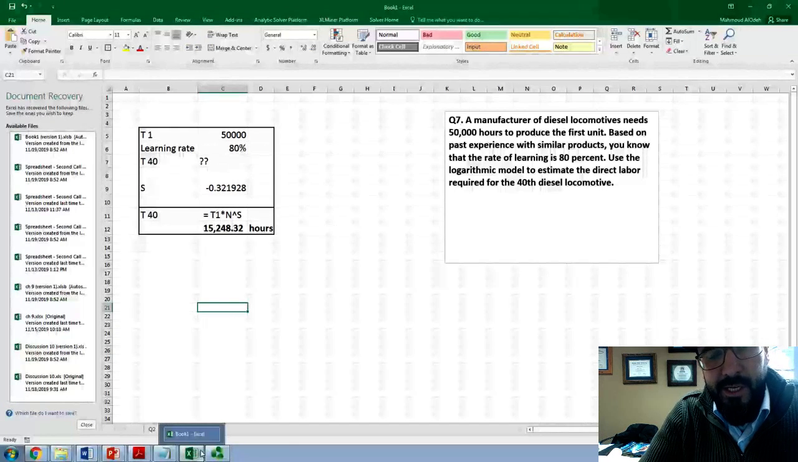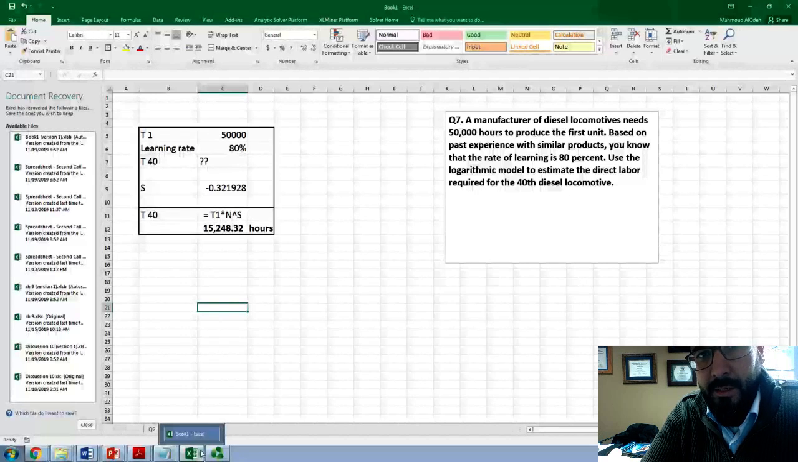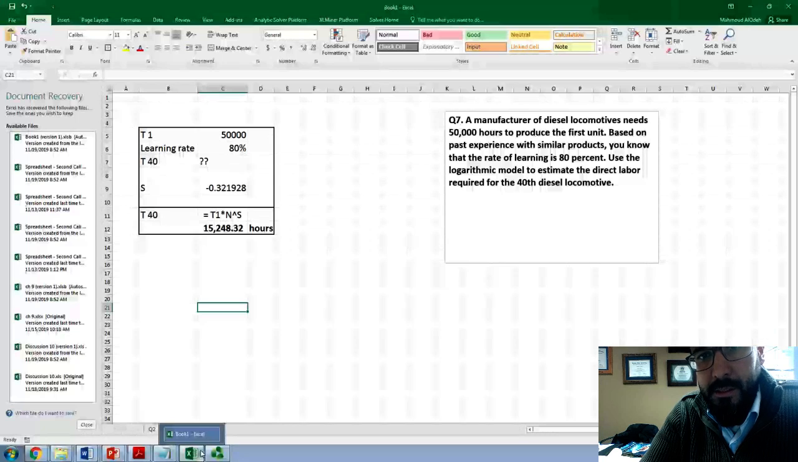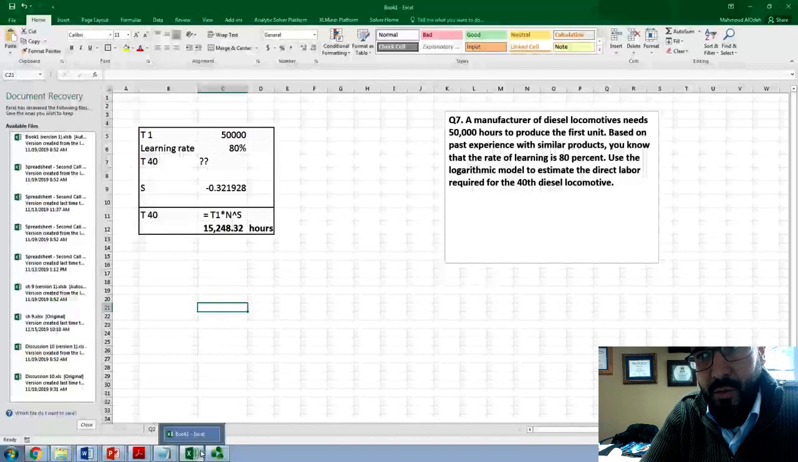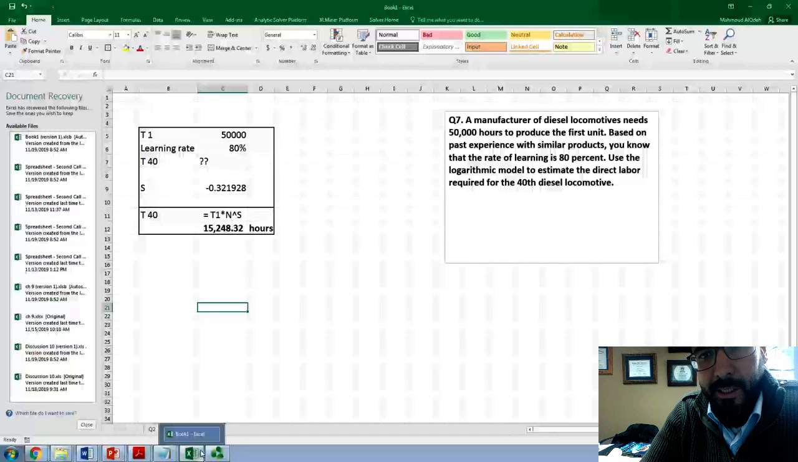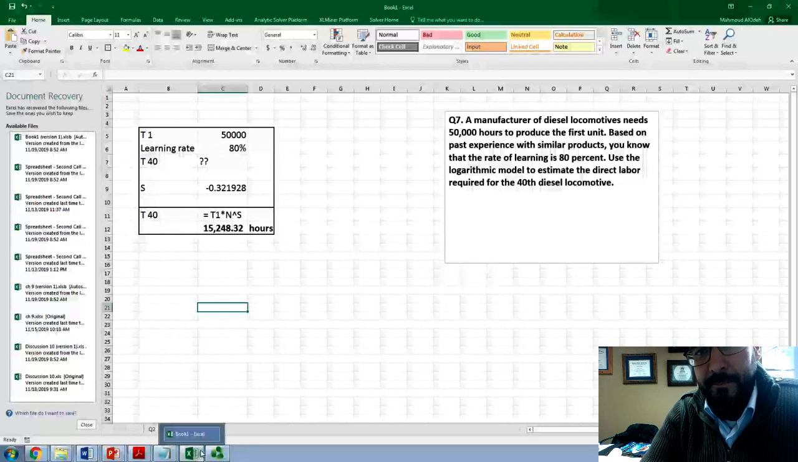Learning curve is one of the concepts that we use to estimate the cost for a process or the cost for producing different units. In this question, we will show you how we find out the time needed to produce the 40th unit.